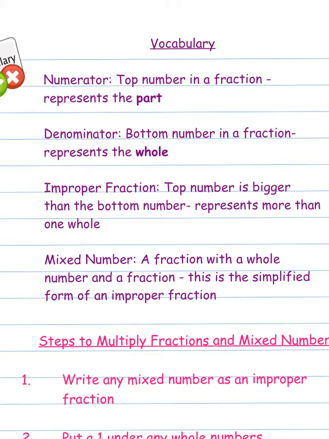So I would pause this and copy it down. Our numerator, that we know is the top number in a fraction, and that represents the part. And the denominator is the bottom number, which represents the whole. So in a fraction, it is saying part over whole, or part out of whole, which is an important thing to remember. An improper fraction is when the top number is bigger than the bottom number.